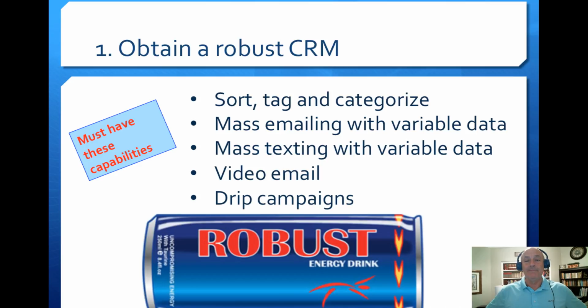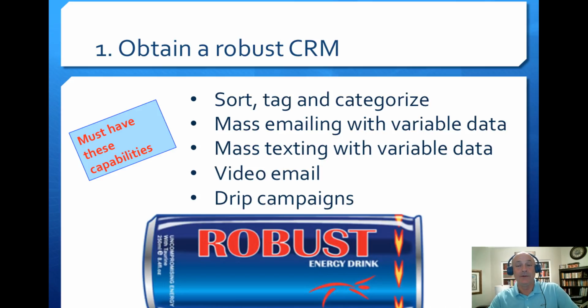2, it must have mass emailing capability with variable data. Send out a mass email, that's easy. What in the world is variable data? Variable data means that within that email, your CRM can personalize and customize each message to the recipient so that it doesn't arrive in their email inbox as dear homeowner or dear friend, but in fact it's dear John or dear Sally, dear Jose, customized to them so that your prospects and clients believe that you sat down and individually drafted that message.